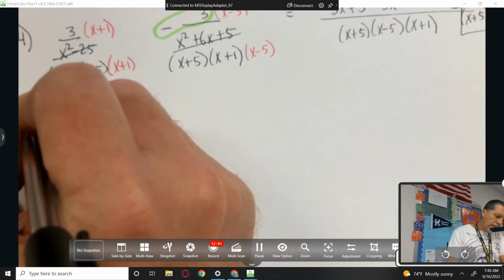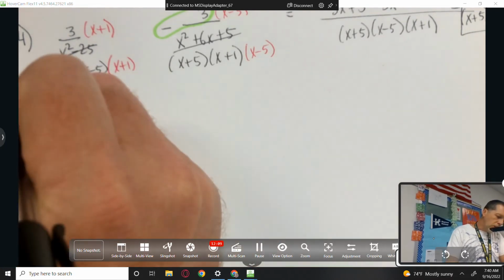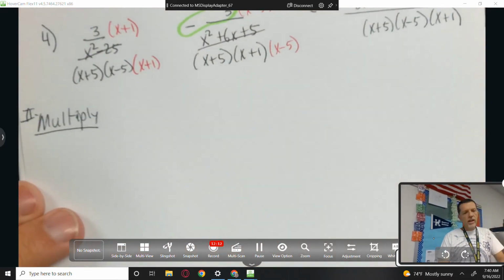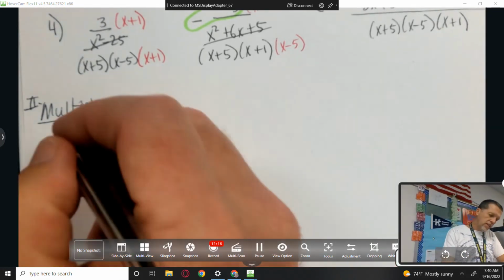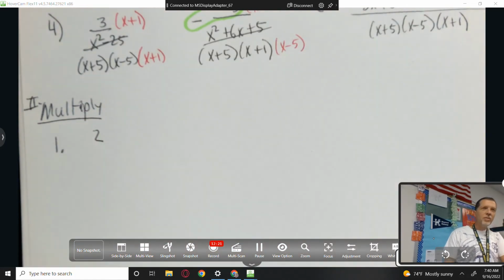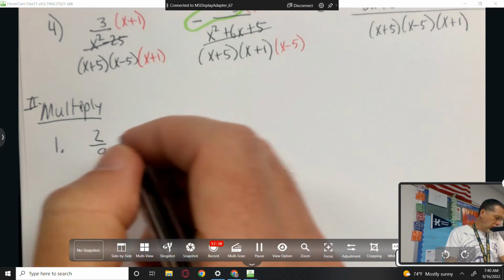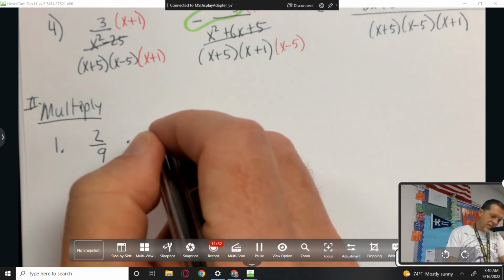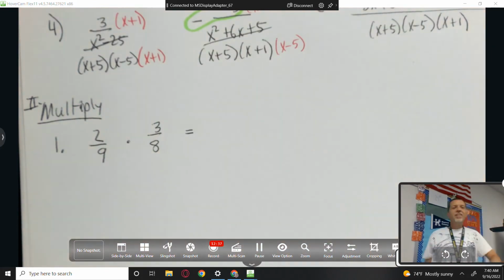For multiplying fractions, Roman numeral 2, multiply. Do I need a common denominator to multiply fractions? What was that? Kind of a mumble. Do I need a common denominator to multiply fractions? I heard somebody say no. So I'm going to agree. You can agree with him just because you heard it, or because you agree? No, I just heard it. But I just agree. 2 ninths times 3 eighths.